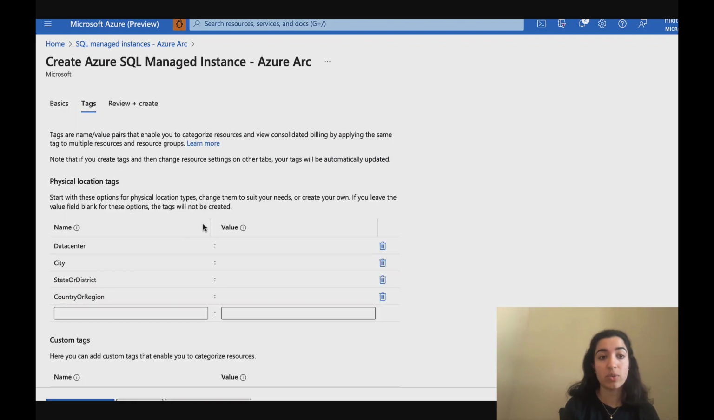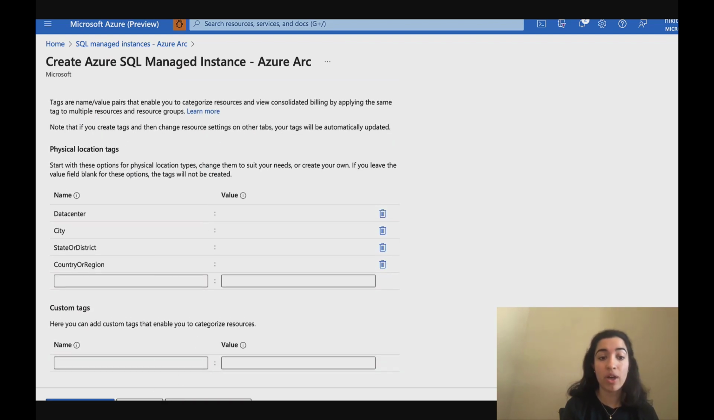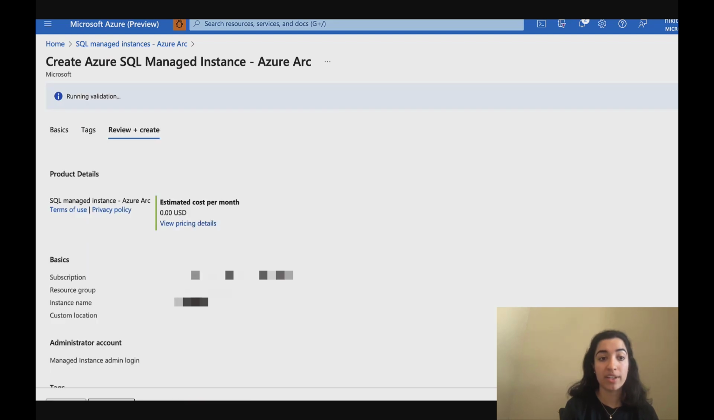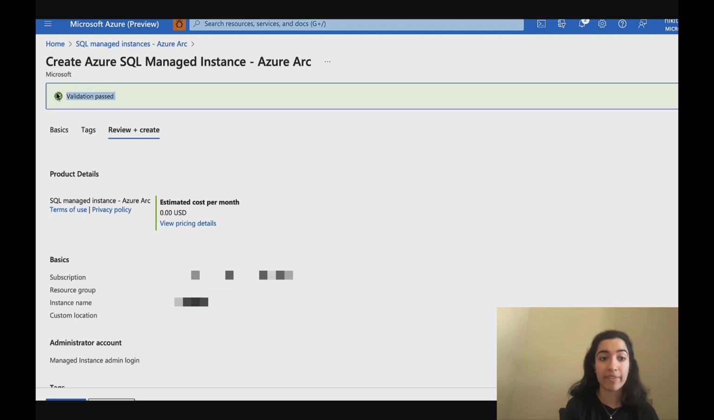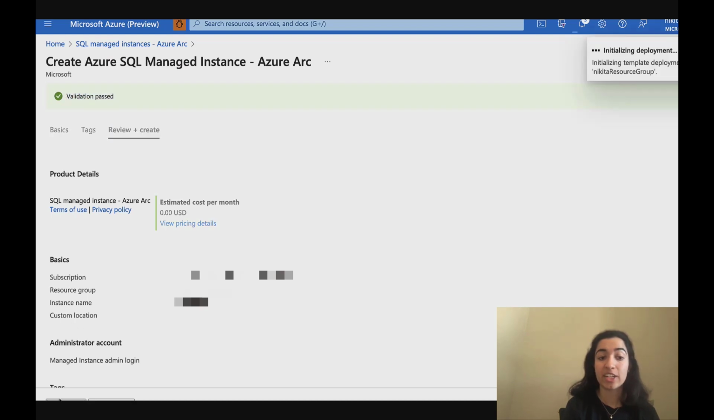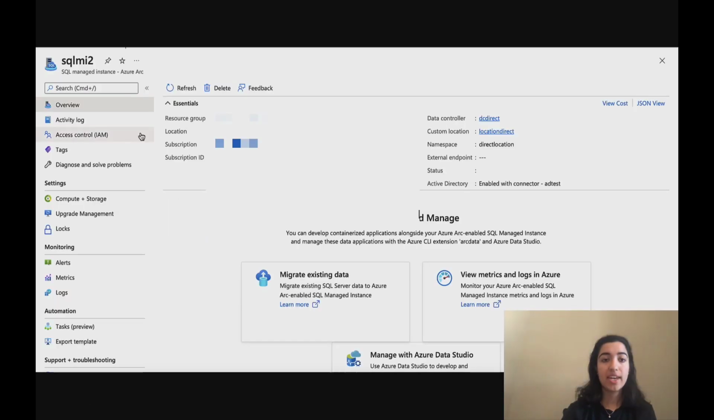So after this, you again can add tags as well if you would like. Otherwise, you will just have a summary of your resources, and it will run a quick validation and you can go ahead and create your SQL MIA instance. And then again, for the purposes of this demo, I have created that SQL MIA instance, so you can go ahead and view it in the Azure portal as well. It will take a few minutes to configure.